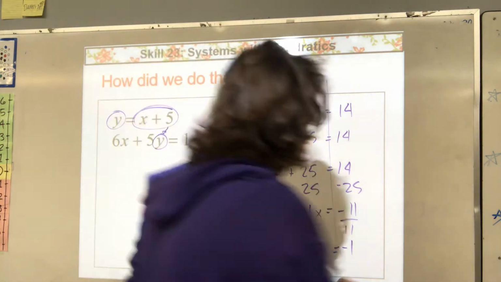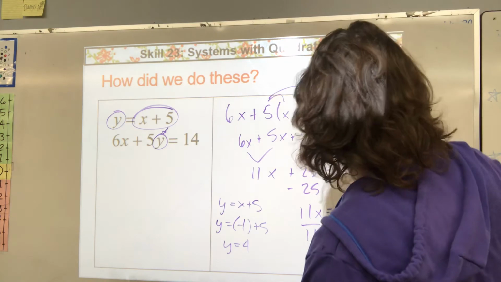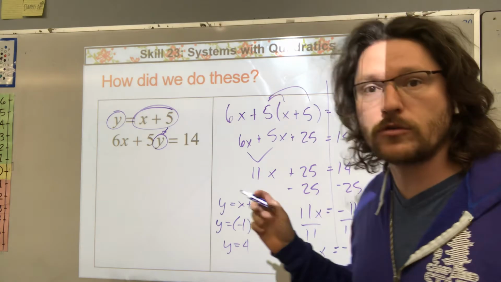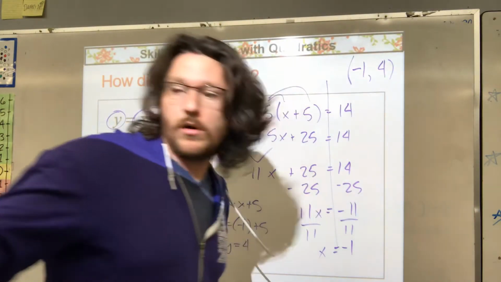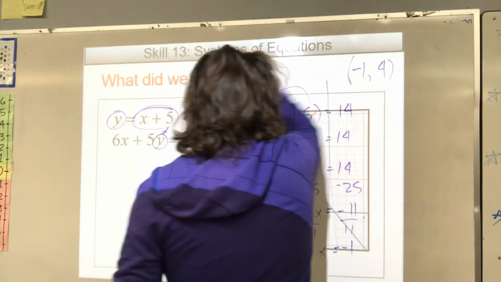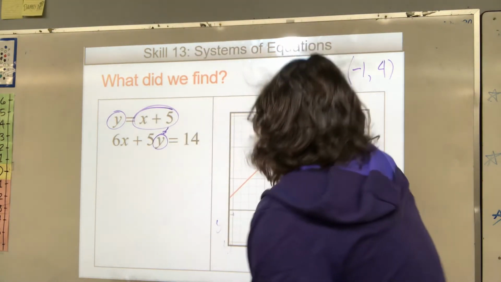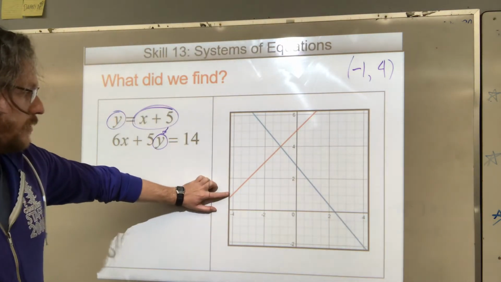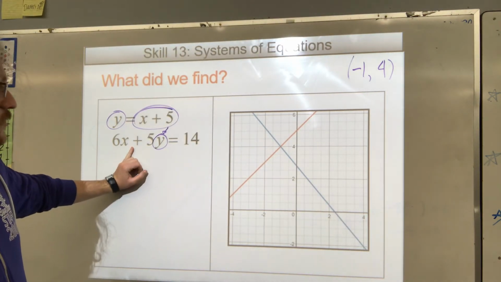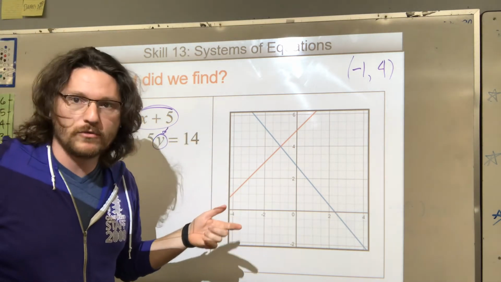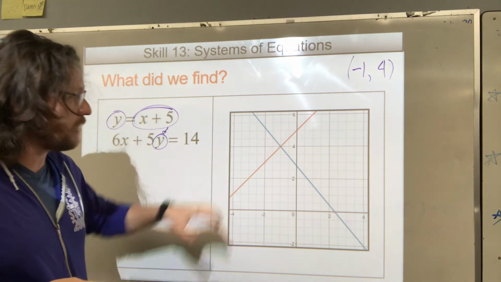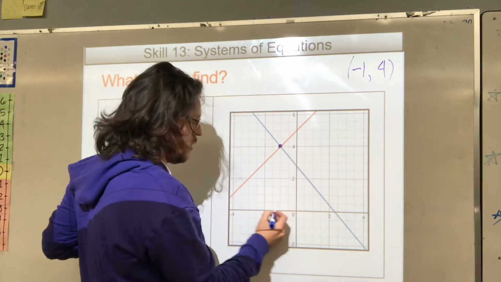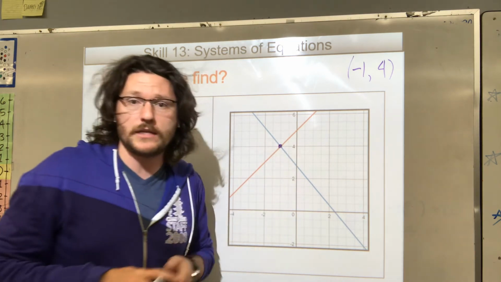Okay, so the values together, remember we're looking for a point on a graph. And at that point, negative 1 comma 4, we should have these two lines crossing. Okay, if we look at the graph, same thing as we did before. Okay, x plus 5, that's going to be the red line. 6x plus 5y equals 14. If I moved those pieces around to solve it for a y equals equation, I could graph that one too, and that would give me this blue line. And sure enough, right here at negative 1 comma 4 is where those two lines are going to meet.